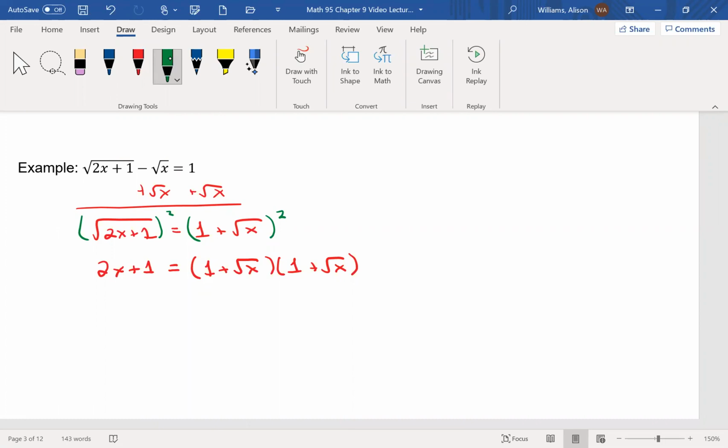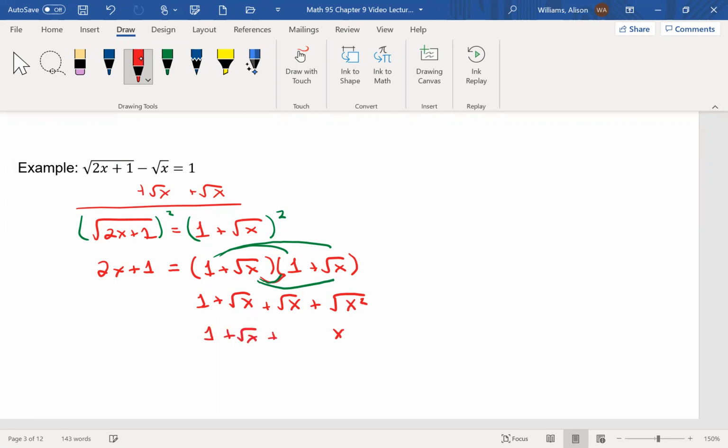All right. So just like earlier, we're going to have to distribute and FOIL here. So multiplying the 1, that's going to give me 1 plus the square root of x. Okay. And then here, do it in green. There we go. That's going to be square root of x again, plus the square root of x squared. Well, the square root of x squared is just x. And we could combine the two square roots. We can add them like terms.